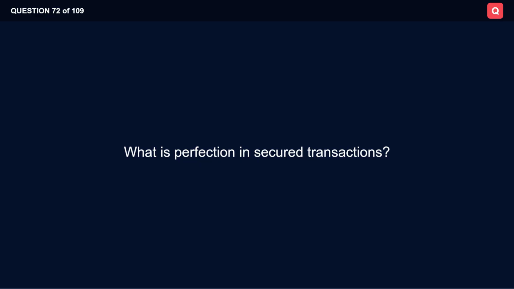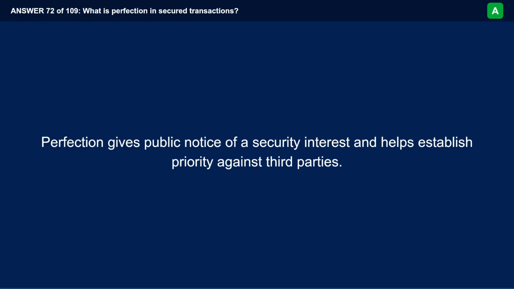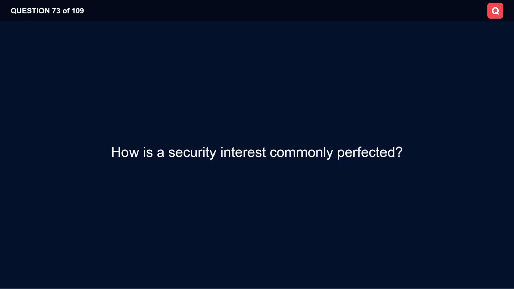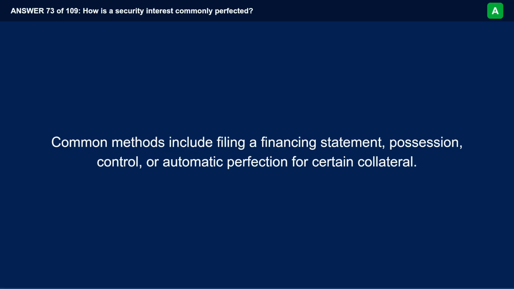What is perfection in secured transactions? Perfection gives public notice of a security interest and helps establish priority against third parties. How is a security interest commonly perfected? Common methods include filing a financing statement, possession, control, or automatic perfection for certain collateral.